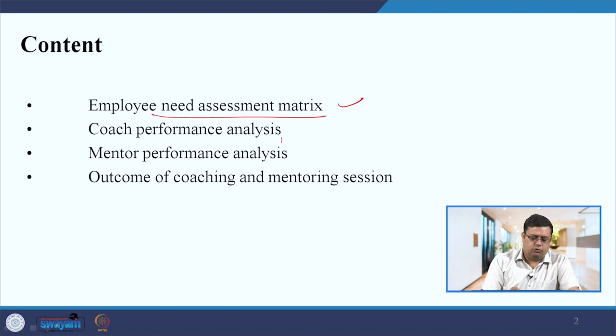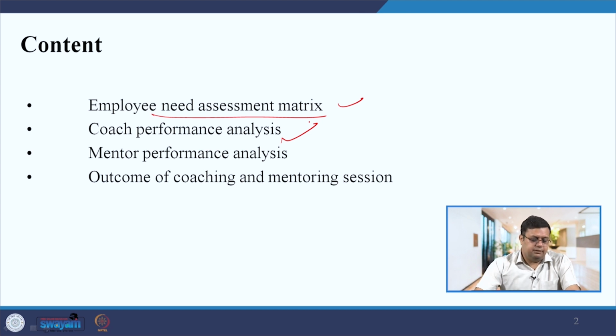Second, coach performance analysis: how we should analyze the performance of the coach. The same way, mentor performance analysis. Coaching and mentoring are both employee development activities. So how should we measure the performance of the coach who is giving the coaching, and how should we measure the performance of the mentor? You would have learned the basic difference between coaching and mentoring, so we will not discuss that difference.